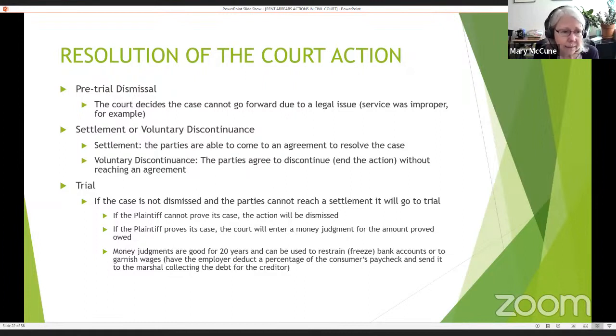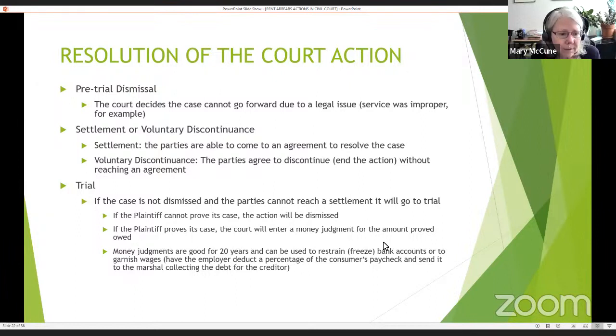Trial. That's if you can't settle the case, if it's not dismissed and it's not withdrawn through a voluntary discontinuance, the case is going to go to trial. If the plaintiff can't prove its case at trial, the action will be dismissed. You're done. If the plaintiff proves its case, the court will enter a money judgment for the amount that the plaintiff proves you owed. Money judgments are good for 20 years and can be used to restrain or freeze bank accounts, to garnish wages. That's when they deduct money from your paycheck until the debt is paid, a certain amount per paycheck.